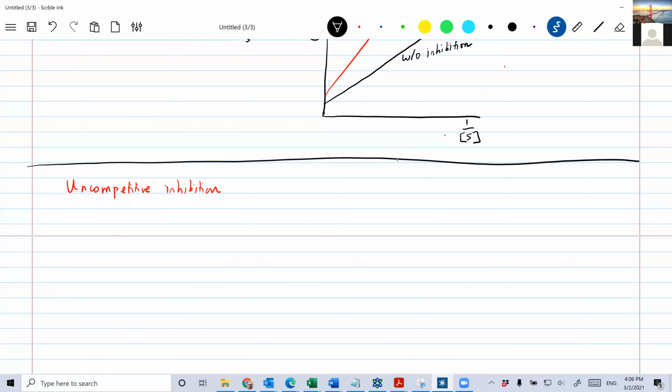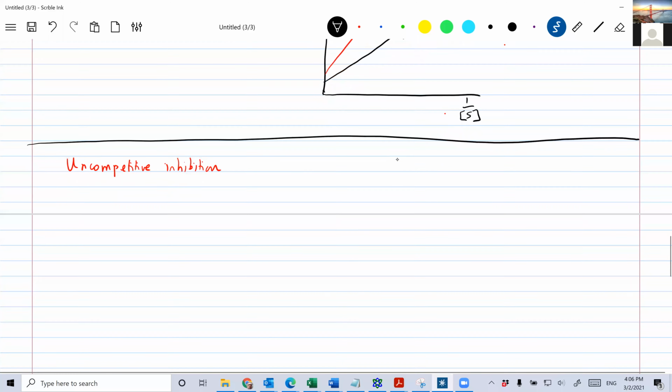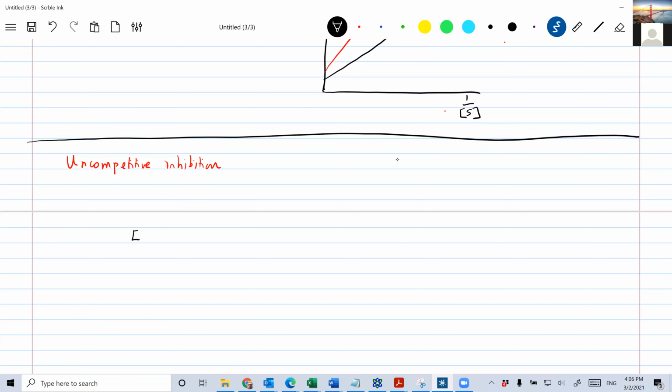So we can look at the form of inhibition called uncompetitive inhibition. What it is that you still have your, we'll put the K1s and K minus 1s here. What happens is you still have your normal reaction.